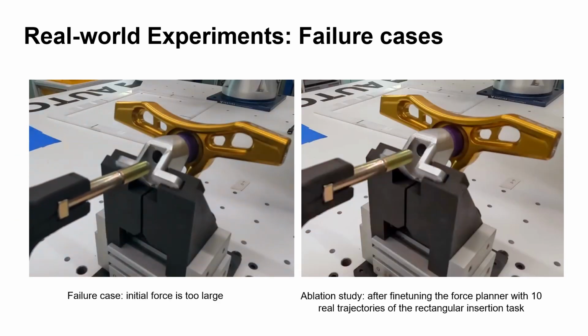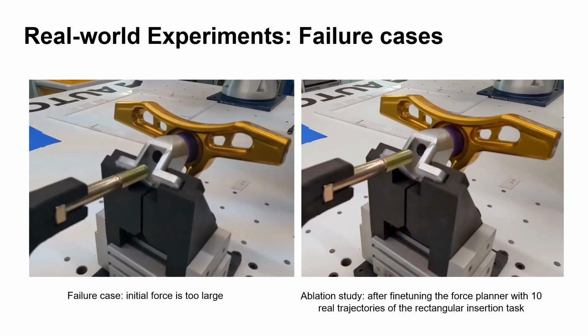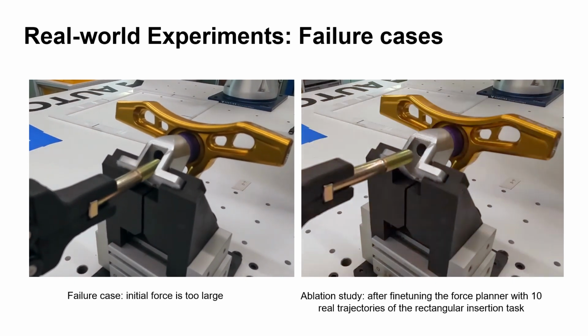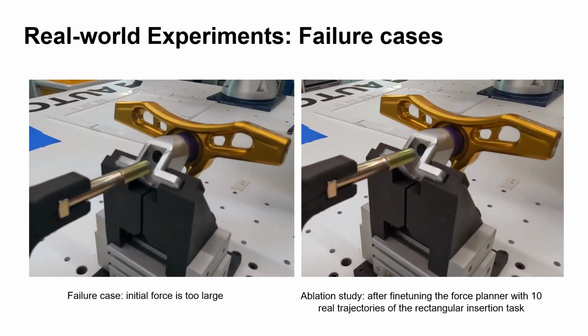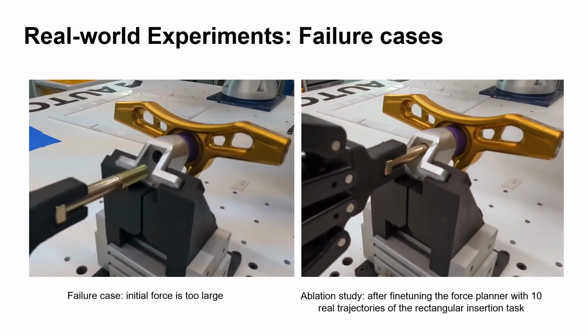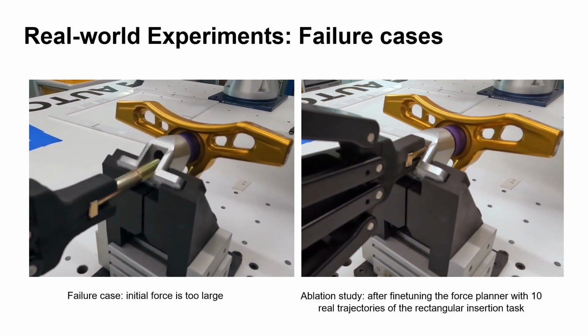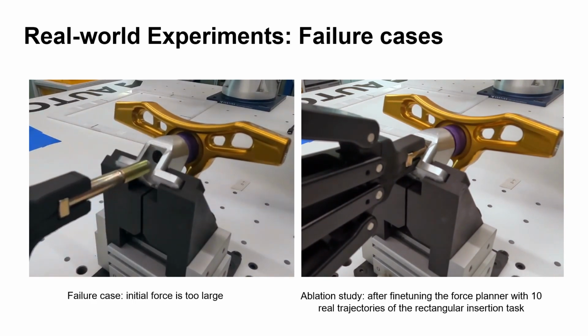Finally, we show some failure cases. Since the keying task involves metal parts contact, our proposed method could generate a large contact force and cause a protective stop. We found that fine-tuning the force planner with a small amount of real-world data can help achieve better performance. As a result, the success rate increased from 70% to 100% after the fine-tuning.